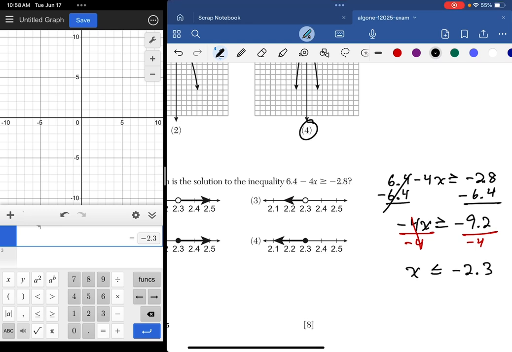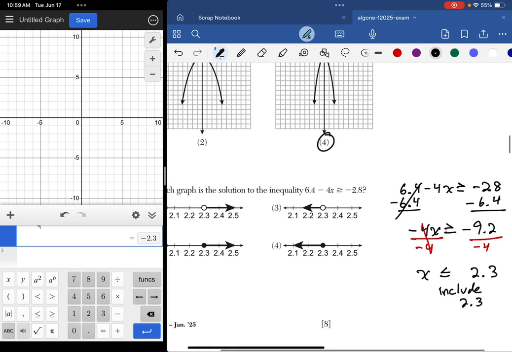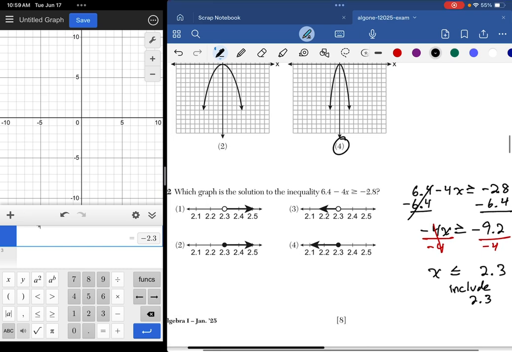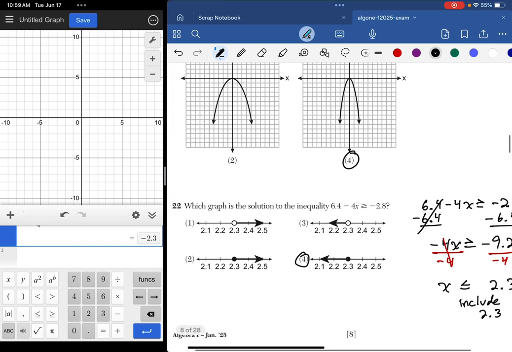So I want my shading to be left of 2.3, but also including it. Is it negative? No, it's positive, sorry. So snowball effect, 2.3. We want to make sure that 2.3 is included in the graph and that we're shading to the left of it. That's going to be choice 4.